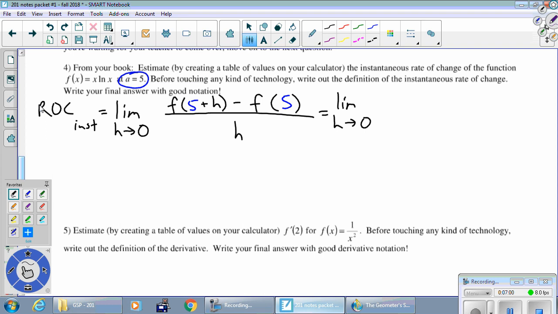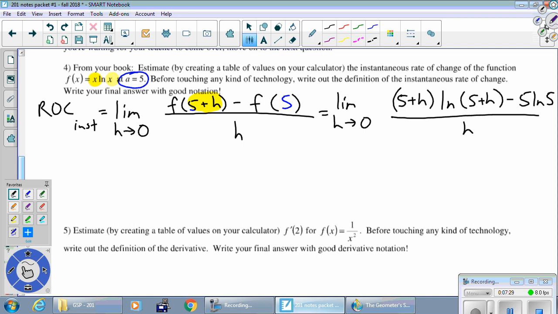And then we'll use the graphing calculator to get a table of values. So f of 5 plus h, what does it mean? It means that every single one of these x's is about to become a 5 plus h. So the first x becomes a 5 plus h, it needs parentheses now, times ln of the second x, which also becomes 5 plus h, minus, and then f of 5, now both of those highlighted x's become 5s. So it's just 5 ln of 5, all divided by h.